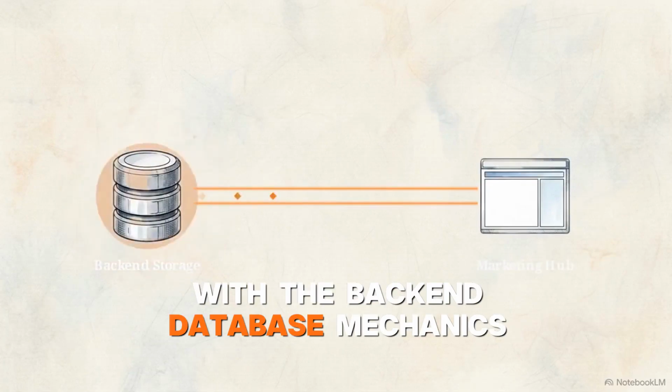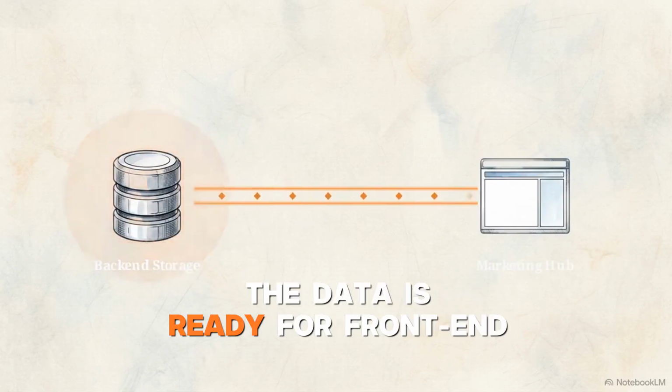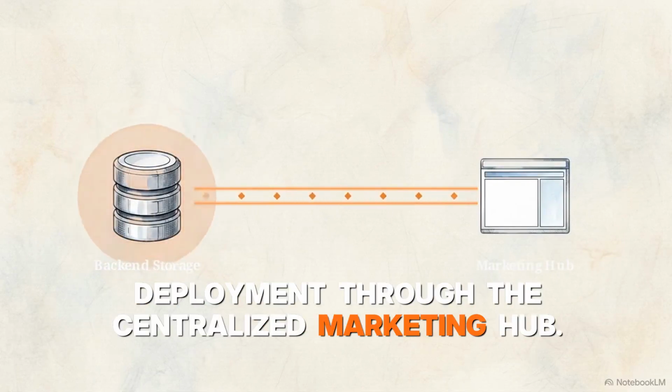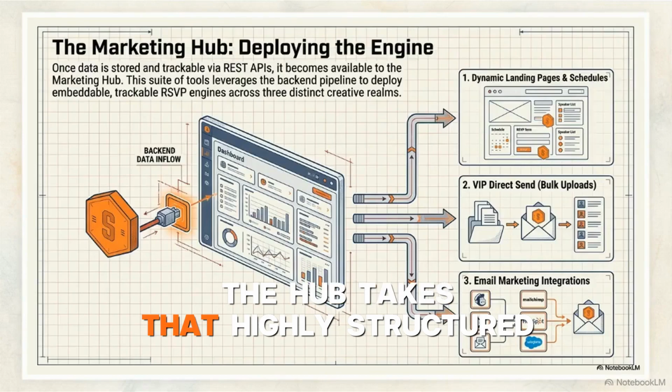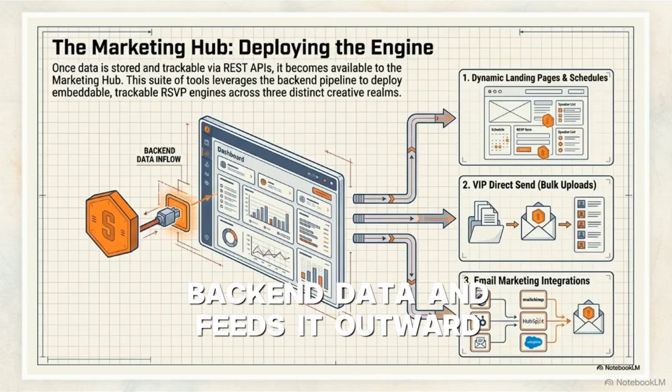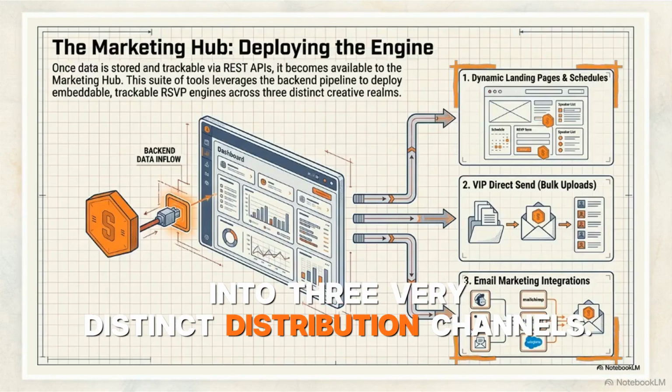With the backend database mechanics established, the data is ready for front-end deployment through the centralized marketing hub. The hub takes that highly structured backend data and feeds it outward into 3 very distinct distribution channels.